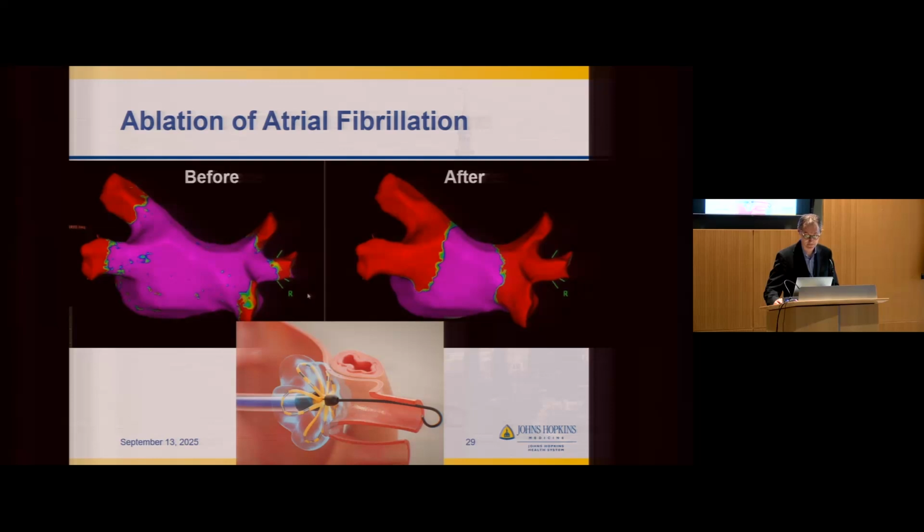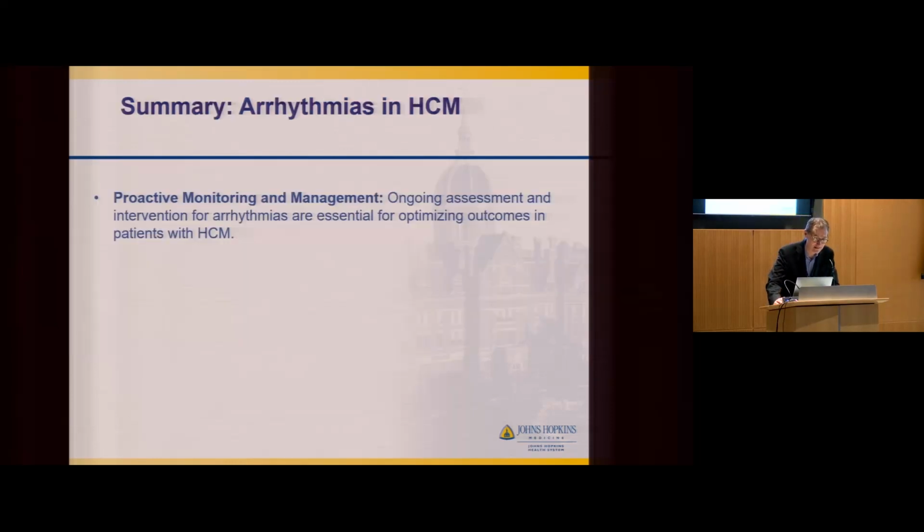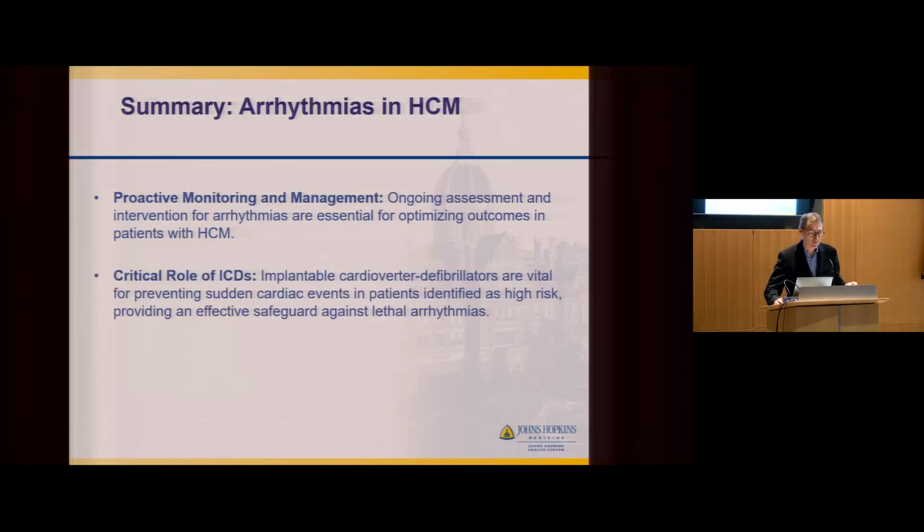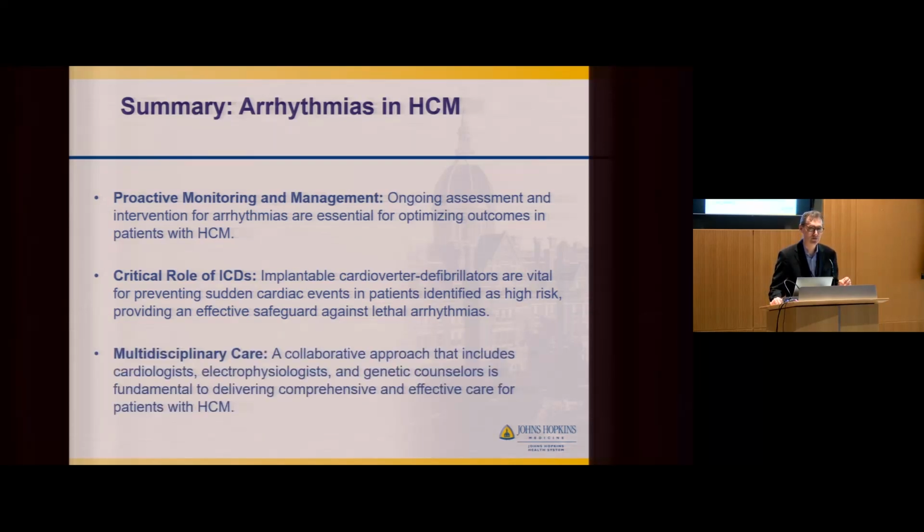So I just want to summarize that arrhythmias in HCM require proactive monitoring and management to minimize the risk of sudden cardiac death and also comorbidities related to atrial fibrillation. There's a critical role for ICDs in high-risk patients to reduce the rate of sudden cardiac death, and importantly, HCM requires a multidisciplinary team. It requires HCM experts, requires an electrophysiologist who's familiar with seeing patients with HCM.